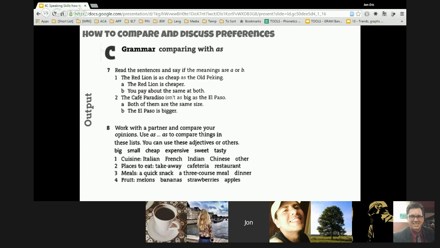Fantastic. Ksenia, one more. Apples aren't as sweet as bananas. Aren't as sweet. Apples aren't as sweet as bananas. That's true. Very good.